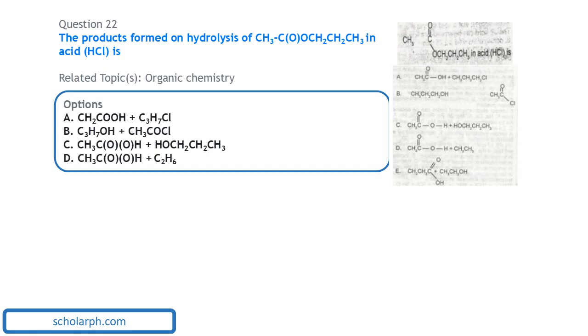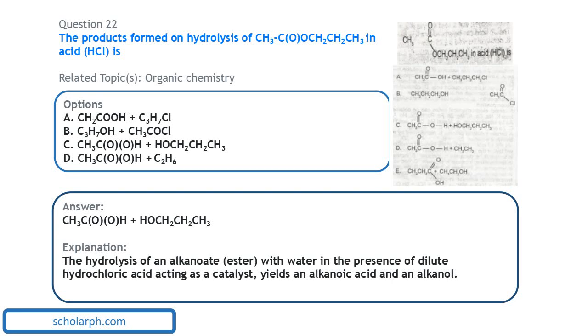Next, the products formed on hydrolysis of this compound here in acid, that is in hydrochloric acid, is that will be what we have here. Okay, this compound here, the hydrolysis of an alkanoate is going to produce an alkanoic acid and an alkanol.